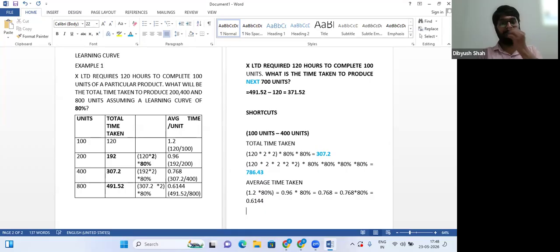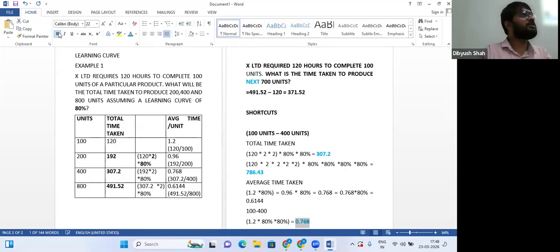Now again, if somebody wants to do it directly, they want to go from 100 to 400 directly in average time taken, you need to follow the same steps. 1.2 is the average time for the first 100 units. You need to see how many times it is doubling. Multiplying is not required, only the 80% learning curve. So from 100 to 400, it will double twice. So into 80%, into 80%, the calculator will directly give you the answer 0.768. Check it.